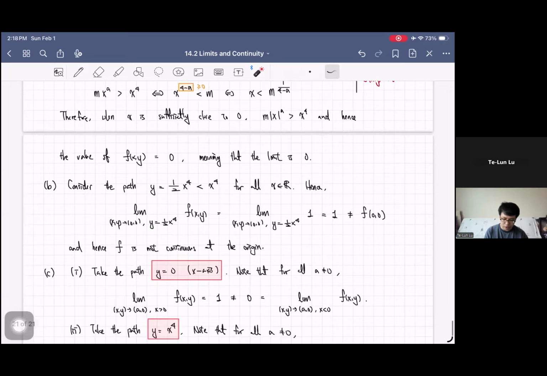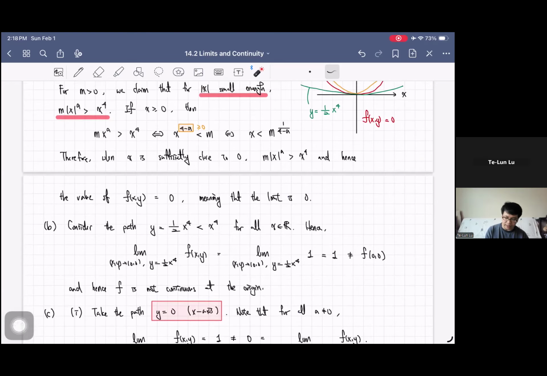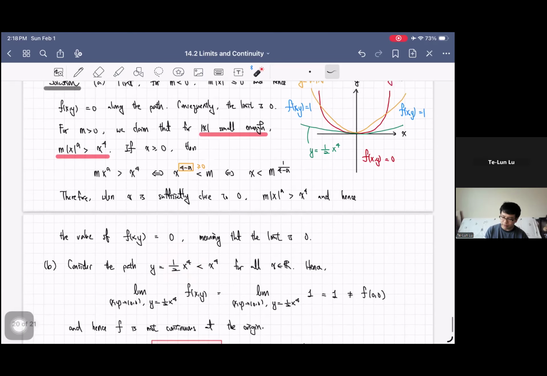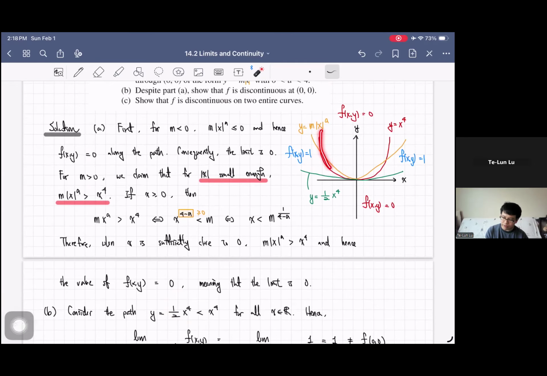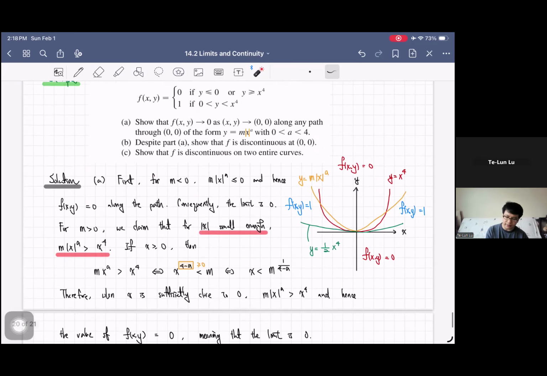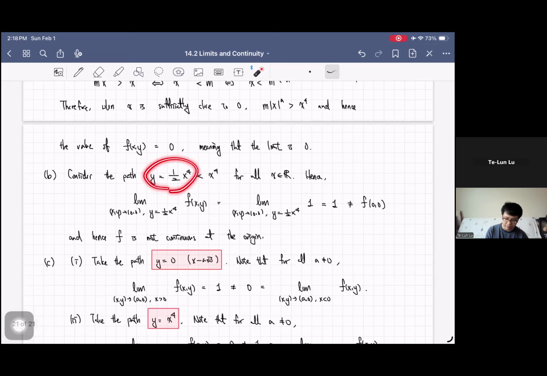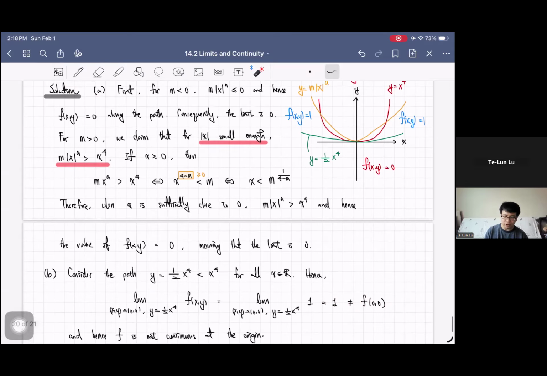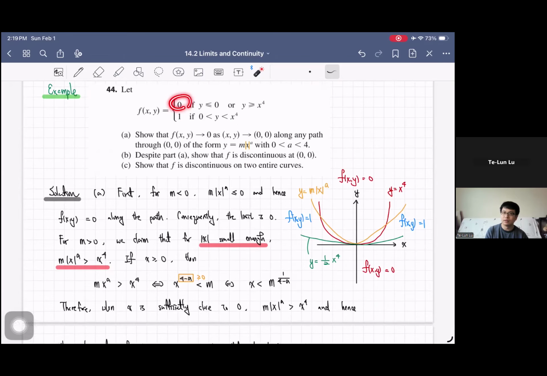So in this case, I choose y equals half x^4. This is a curve that is always half of the red curve, right? So it always lies below the red curve, meaning that we're dealing with this case. You see that along this curve, we always have the limit being 1, because along that curve you always have the value being 1. However, this is not the same as the function value at 0, 0. The function value at 0, 0 is 0.